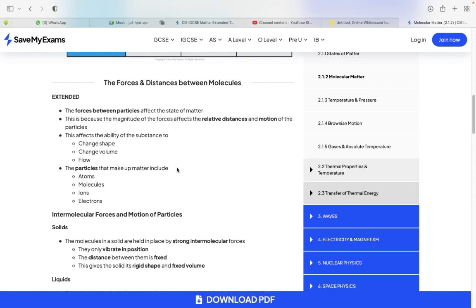So the force determines the state of matter that a substance will be. If the force is super strong, then that substance is a solid. If the force is a bit weak, then it's a liquid. If it's very, very weak, then it's a gas. Is that okay?